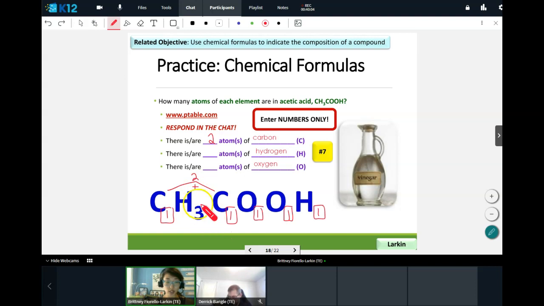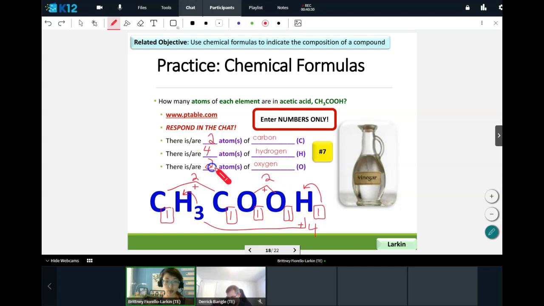Cool, let's try hydrogen. So I can see a 3 next to this first hydrogen. Again, a blank or a 1 next to this hydrogen. So add those together. 3 plus 1 equals what? Yes, we actually have 4 hydrogens. And last but not least, I've got an O1 and an O1. Add those together. How many oxygens are there? Yes, 1 plus 1 should give me 2 oxygens.